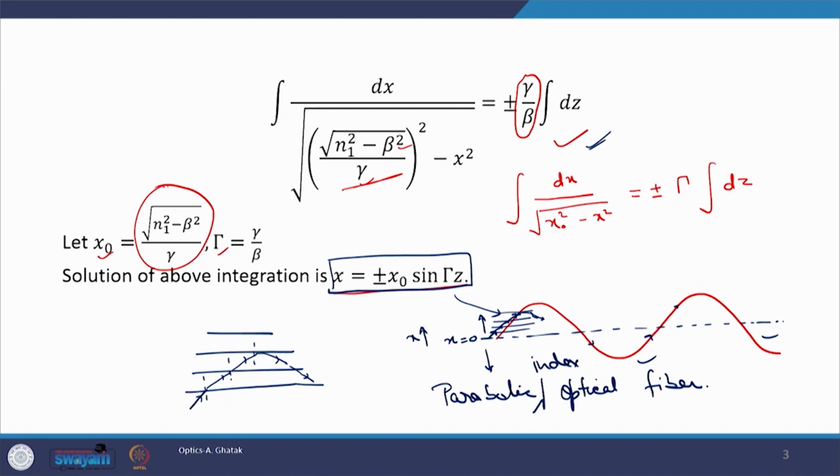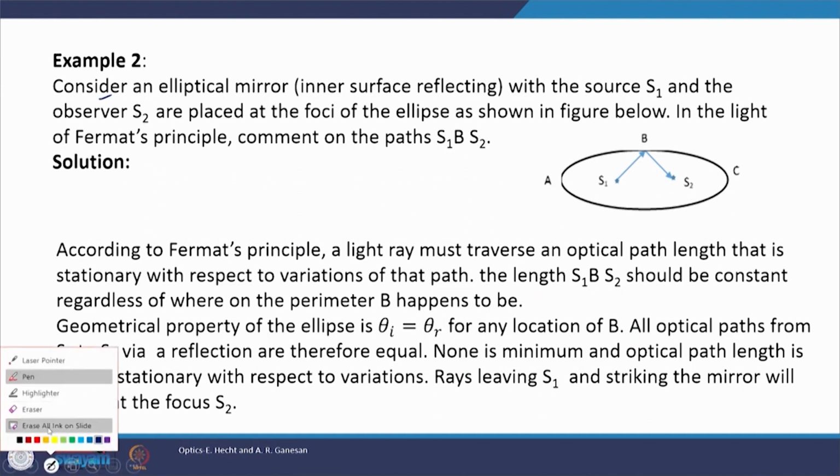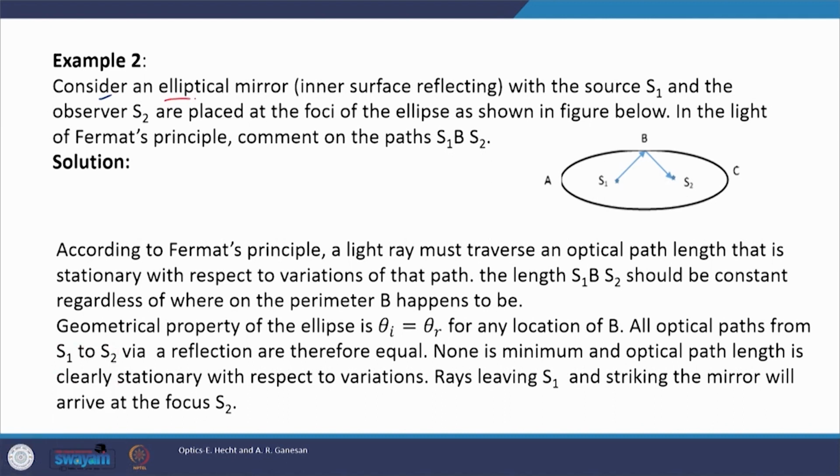Now let us go to the next problem. The problem statement is: consider an elliptical mirror. The mirror is in the form of an ellipse, and its inner surface is reflective. The inner surface of this elliptical mirror is reflective.